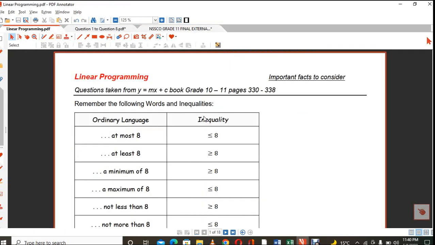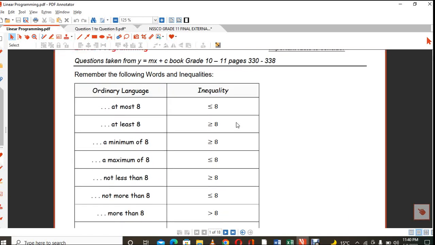Before I look at linear programming per se, I just want to reiterate a few things that you should know. When a question says at most, then you should think of the inequality as less than or equal to 8. Because 8 is the maximum amount of money that the person can have, if it was money. At least means if I say give me at least $8, you can give me more. So I'll settle for 8 or more.